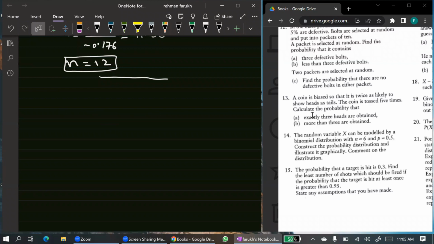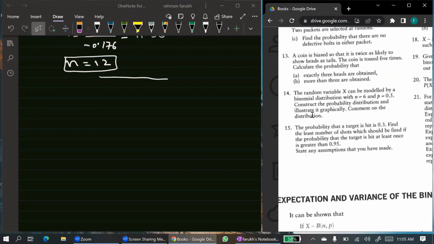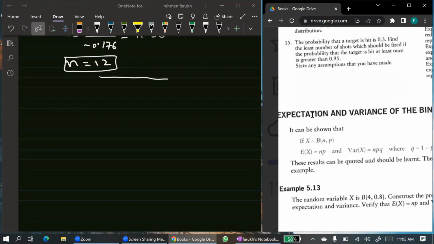Question number 15 is, the probability that a target is hit is 0.3. The probability of success is 0.3. Find the least number of shots. We want to find out n. We want to find out the number of experiments which should be fired. Question number 15. X is a binomial distribution with n comma 0.3.